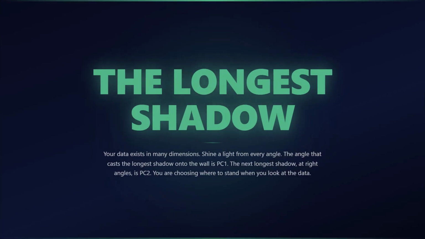PCA is finding the longest shadow. Your data exists in many dimensions. You shine a light from every possible angle. The angle that casts the longest shadow onto the wall is PC1. The next longest shadow, at right angles to the first, is PC2.